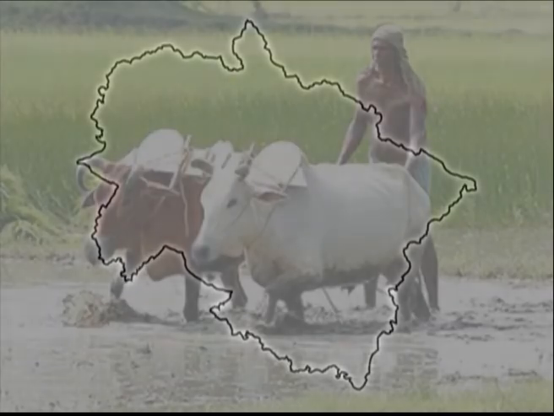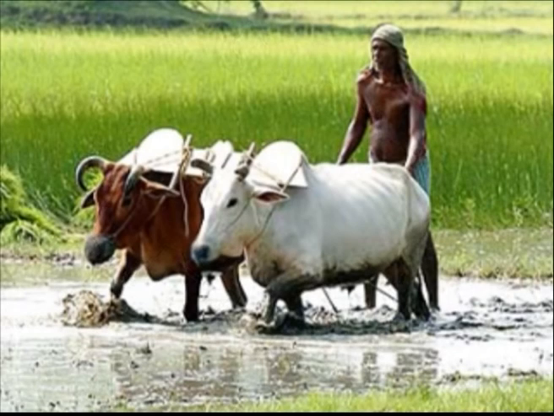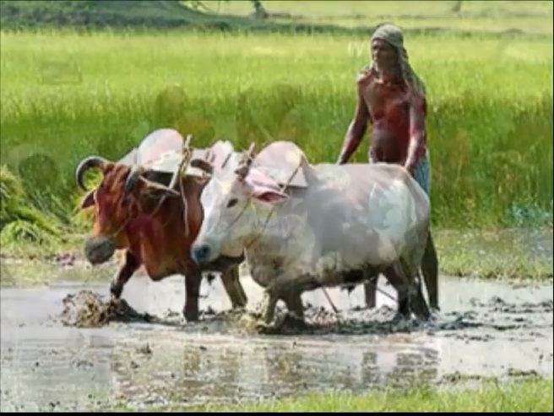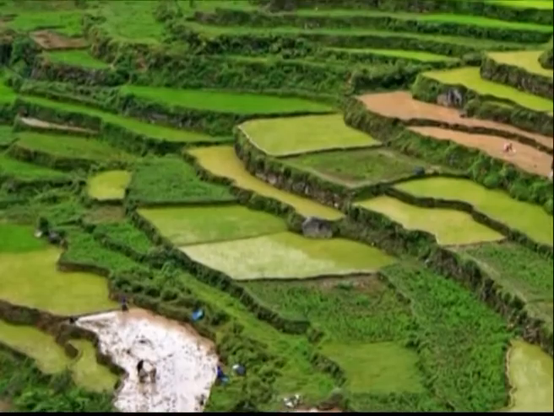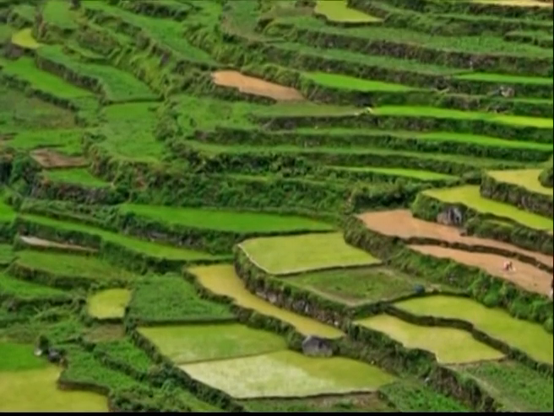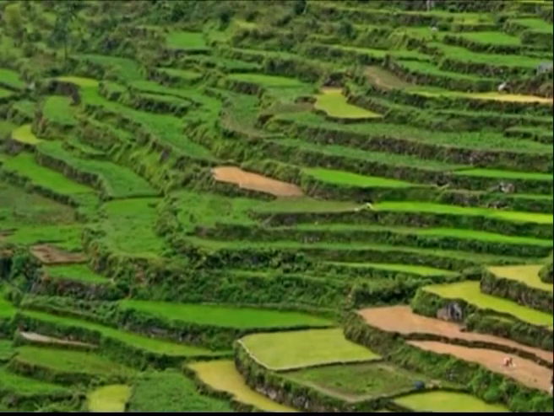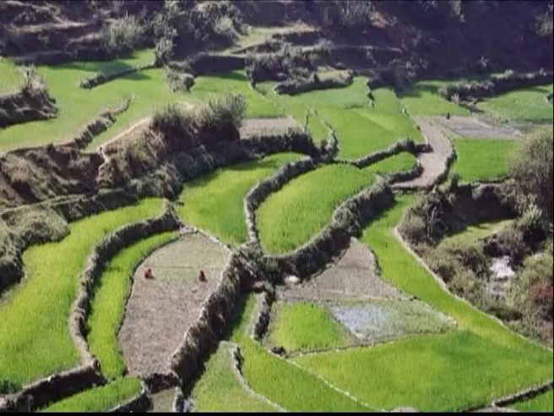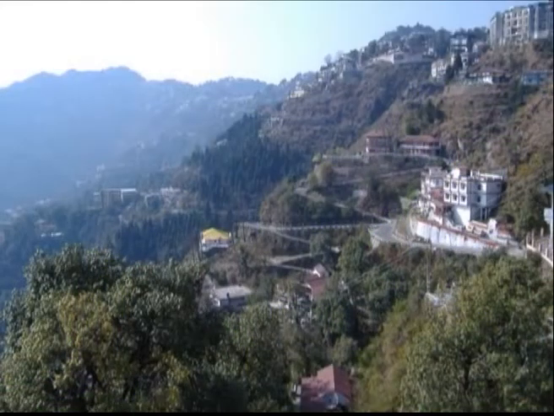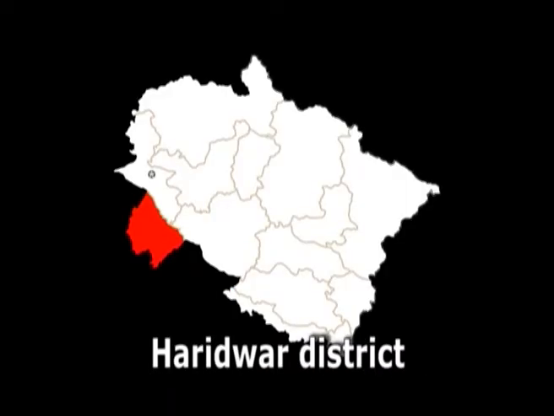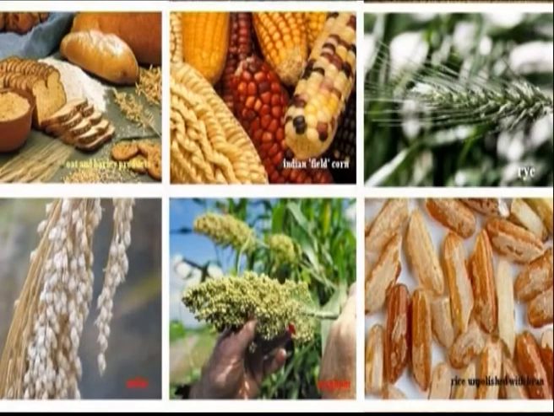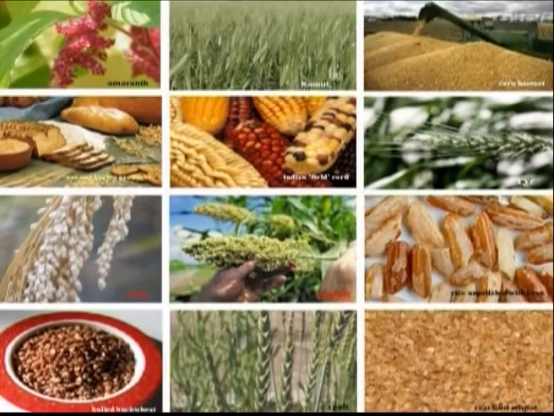Agriculture. Agriculture is the main occupation of the rural population. About 67% of the total working population is engaged in agriculture. About 90% of agriculture is practiced in the hills, depends on rains, and land holdings are very small. Doon Valley, Terai area of Nainital district, Udham Singh Nagar, and Hardwar districts produce large quantities of food grains.